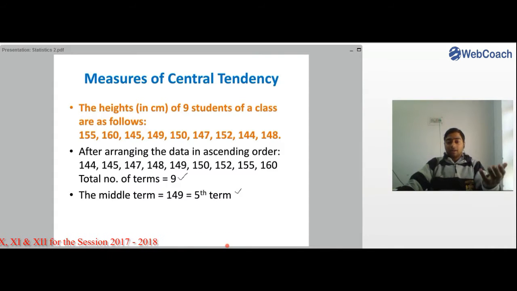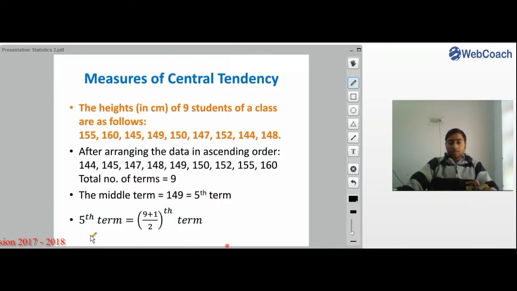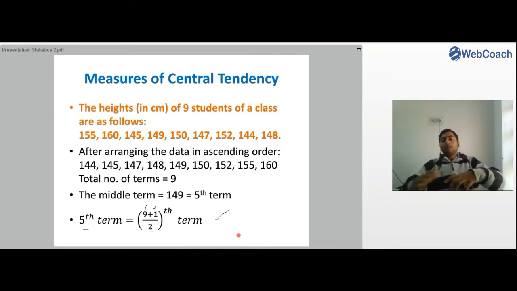Now how can we find the middle term directly if we are given 9 observations? You can see the 5th term can be written as (9 plus 1) by 2, right? The 5th term, or the middle term, can be found using the formula (9 plus 1) by 2th term. So this is how we find the middle term.